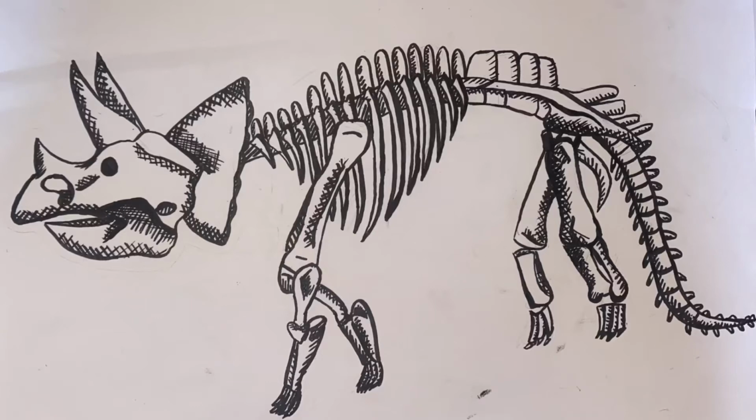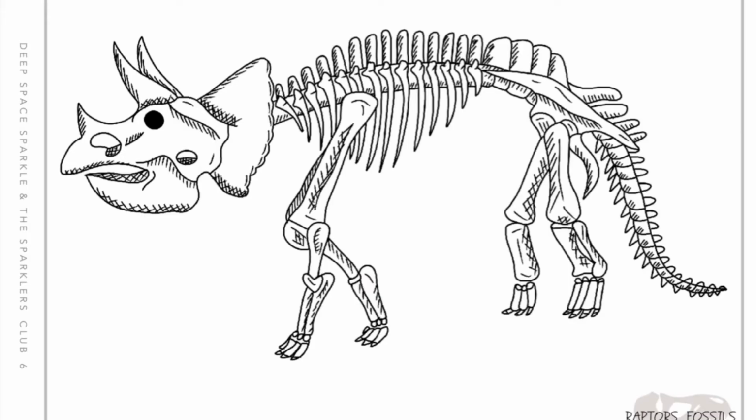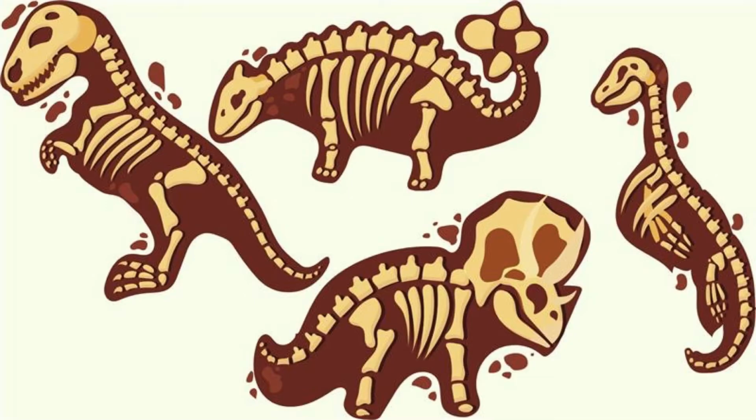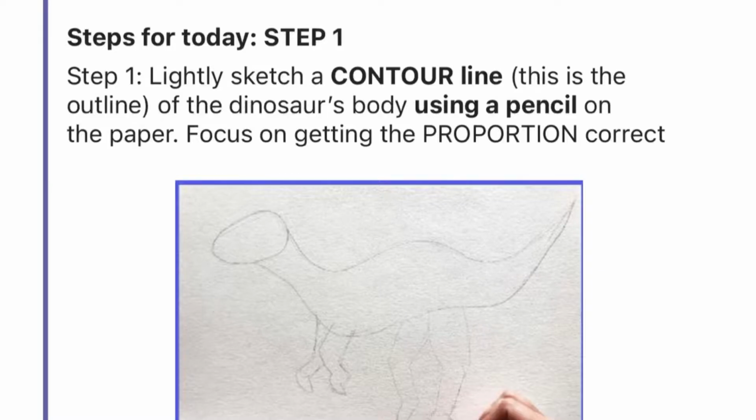Morning, boys. Today we're doing a dinosaur, so you can draw any of these in the general folder, or you can choose these ones. These are probably easier for you. Step 1. Lightly sketch the contour line, this is the outline, of the dinosaur's body using a pencil on the paper. Focus on getting the proportion correct.